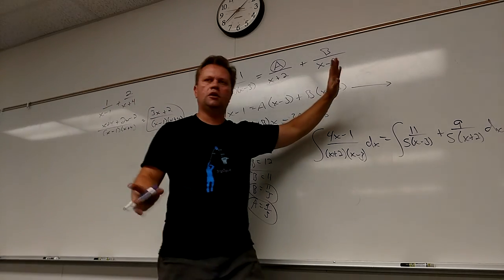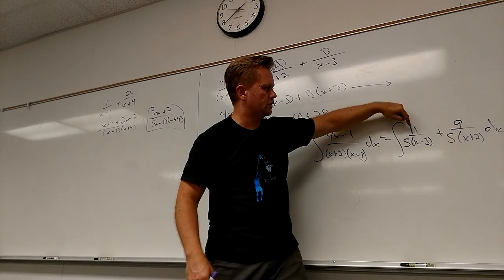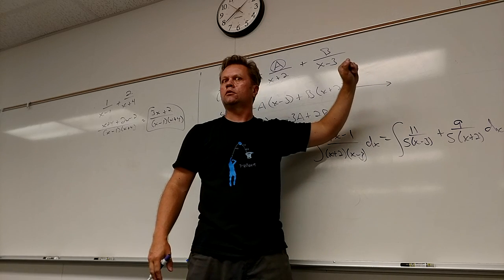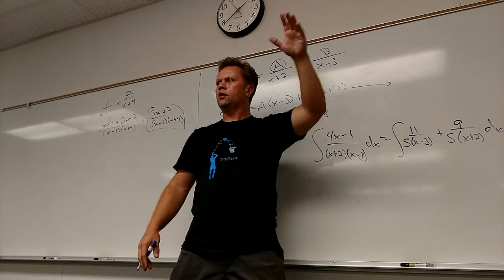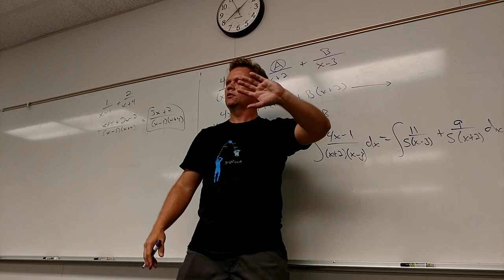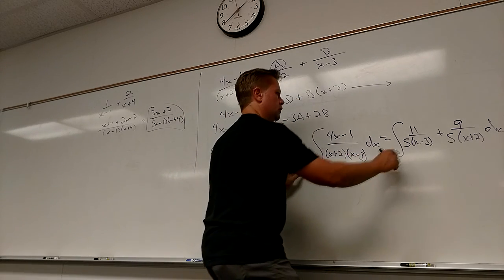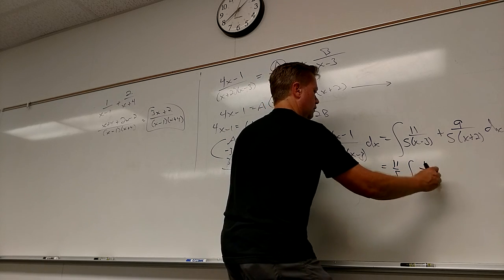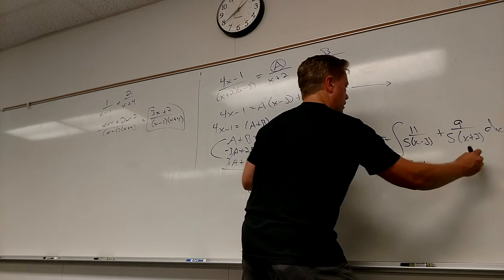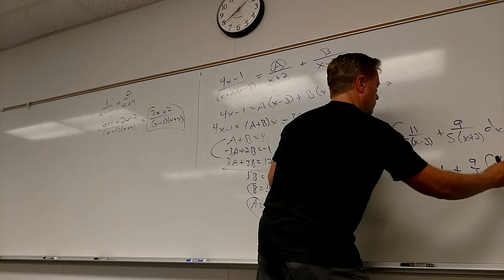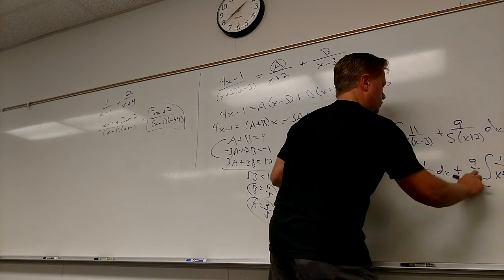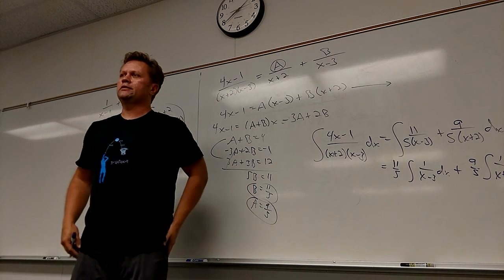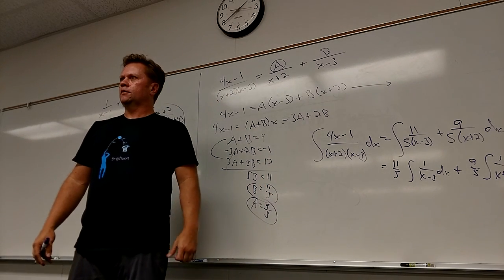Now, help me. Ignoring the 11 and the 5, what's the integral of 1 over x minus 3? Because what you can do to make this look a little better is take an 11/5 out of this piece and a 9/5 out of this piece, so you can really focus on the x part. Now, please, what is the integral of 1 over x minus 3?